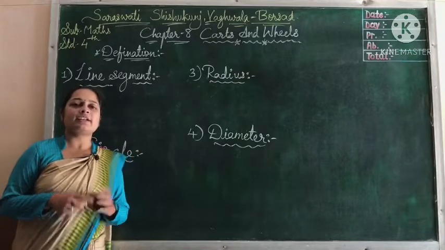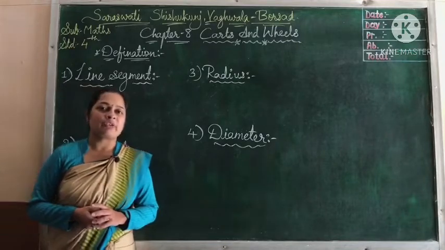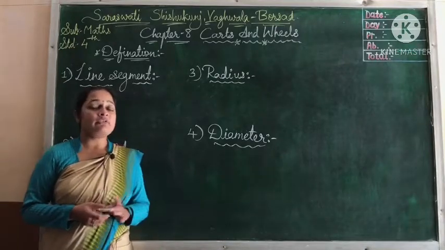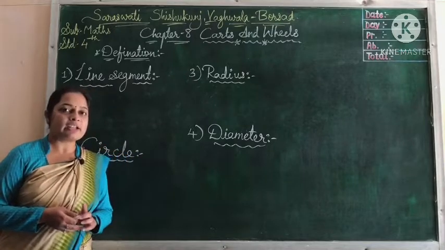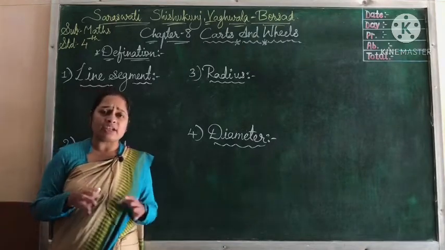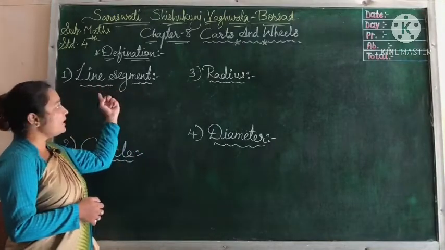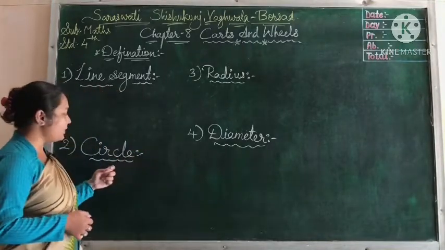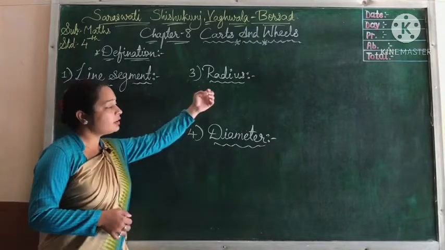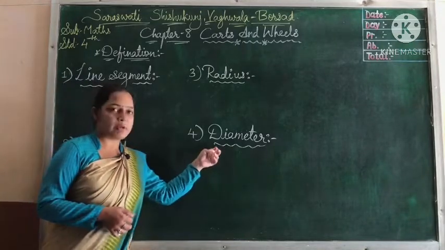As you all know, we had started chapter number 8, Cards and Wheels. Even we had revised the definitions, right? So let's take a look at the definitions now. We will see the four definitions. The first definition will be of line segment, second will be circle, third radius and fourth diameter.